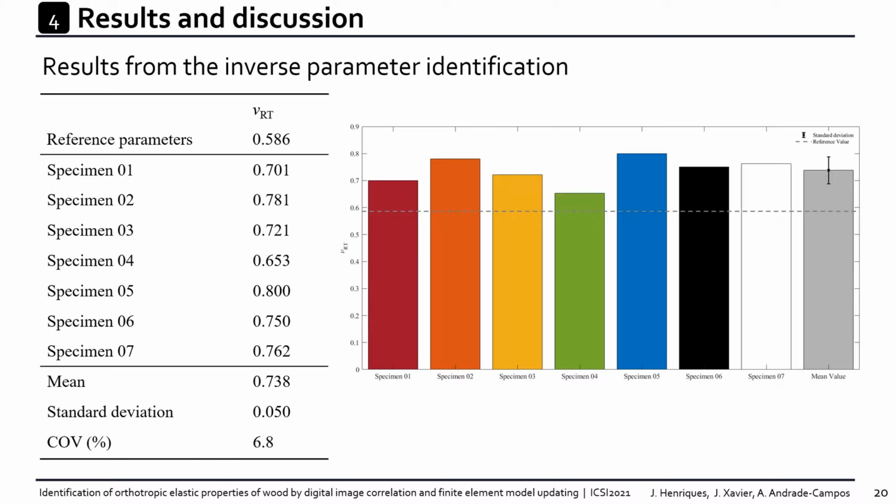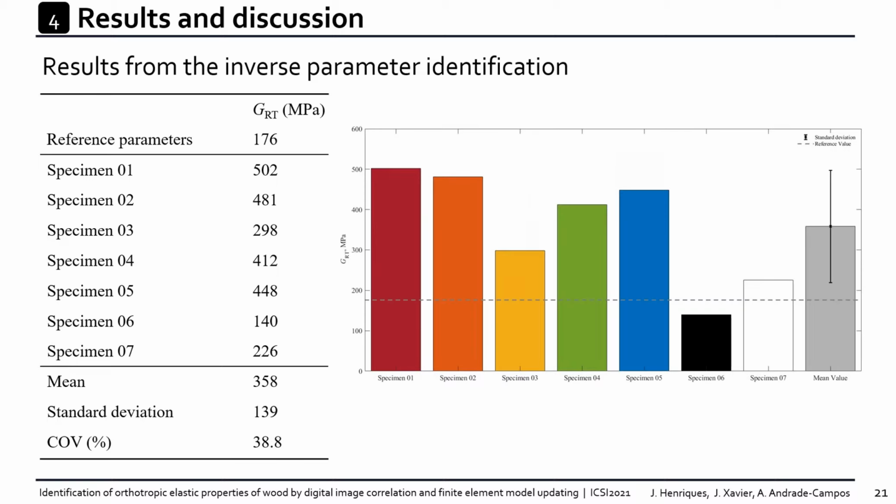Proceeding to the results for the identification of the Poisson's ratio on the RT plane. The coefficient of variation in this parameter is low, being at 6.8%, while the mean value identified is within the proximity of the reference value. Finally, these are the results for the shear modulus identification on the RT plane. The values for this parameter seem to have a higher variation, with a coefficient of variation of 38.8%, which suggests that there is a dependency on the test configuration used and the identifiability of certain material parameters due to the lack of sufficiently heterogeneous strain fields.